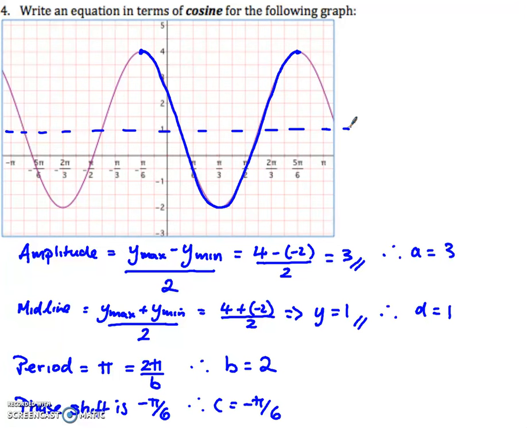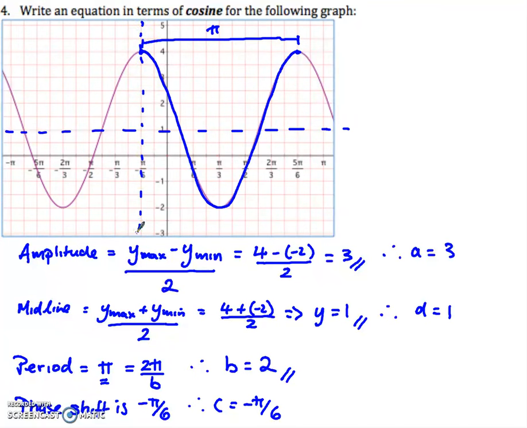For the period, we can see that the distance from maximum to maximum is pi units. So if we know that the period itself is pi, then 2 pi divided by b has to equal pi, and our conclusion therefore is that b is equal to 2. And then finally, we can see quite clearly that this function has been shifted to the left, pi by 6 units. So that's our phase shift right there, pi by 6.